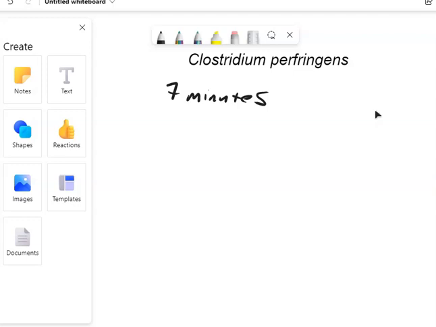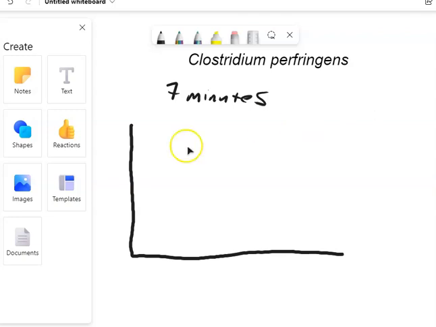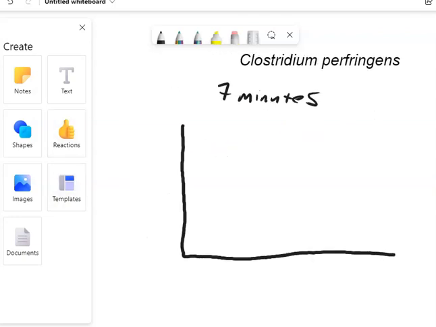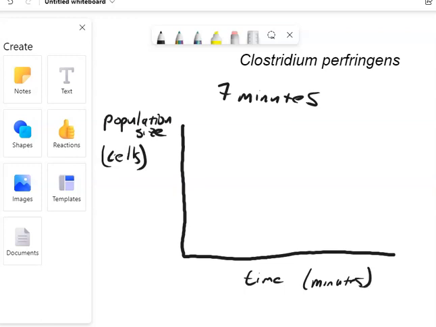What I want to do is graph growth. I want to graph what would happen if Clostridium perfringens was growing. And so on the y-axis, we'll have the number of cells. So that's technically the population size, in units of cells. And then down here, we'd have time in units of minutes. So that's what we're going to graph.